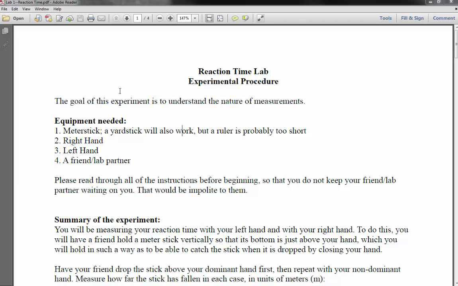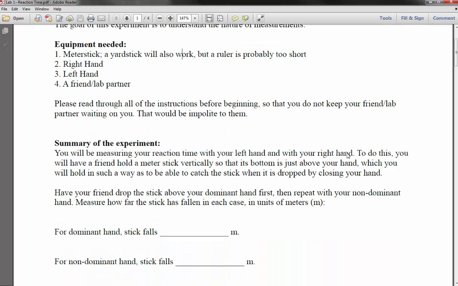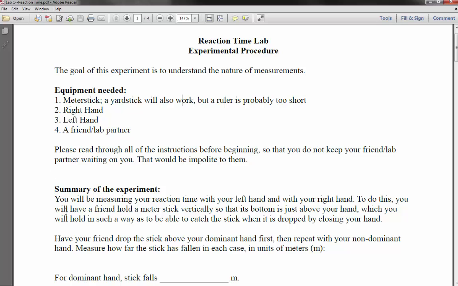So let's pull up the directions that you have for this lab, and we're going to scroll through these directions and see what it says. Basically, under summary of the experiment, you will be measuring your reaction time with your left hand and with your right hand. To do this, you will have a friend hold a meter stick vertically, so that its bottom is just above your hand, which you will then hold in such a way as to be able to catch the stick when it is dropped. Measure how far the stick has fallen in each case in units of meters.